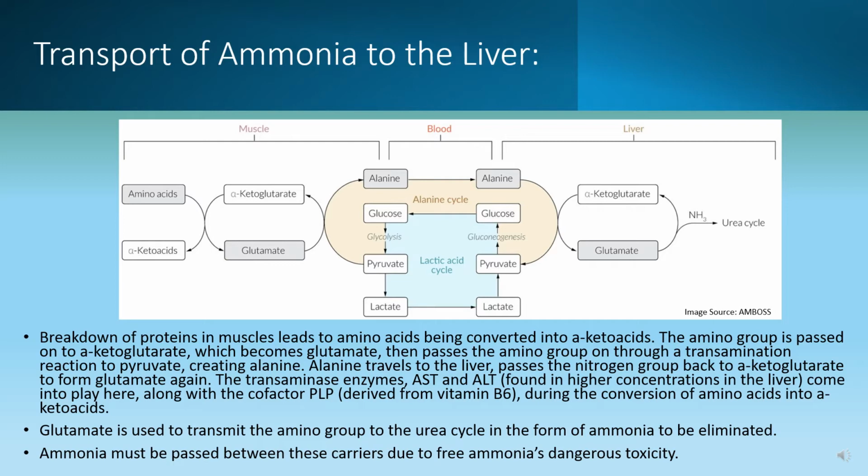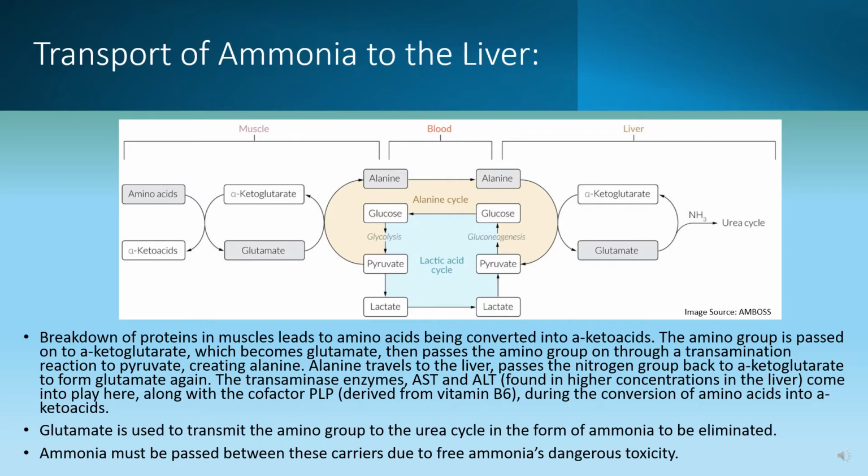The glutamine cycle, which is the most common way, transports ammonia as an amine group attached to glutamine to the liver. Ammonia will then be split from glutamate. The alanine cycle is utilized to transport ammonia as an amine group on alanine from skeletal muscles to the liver.